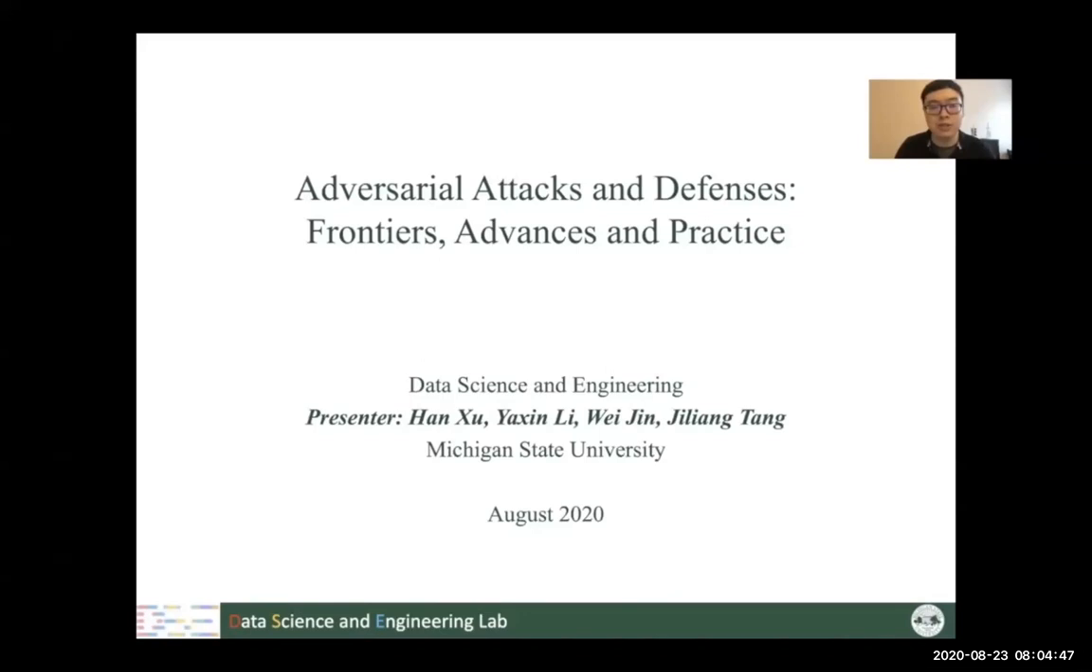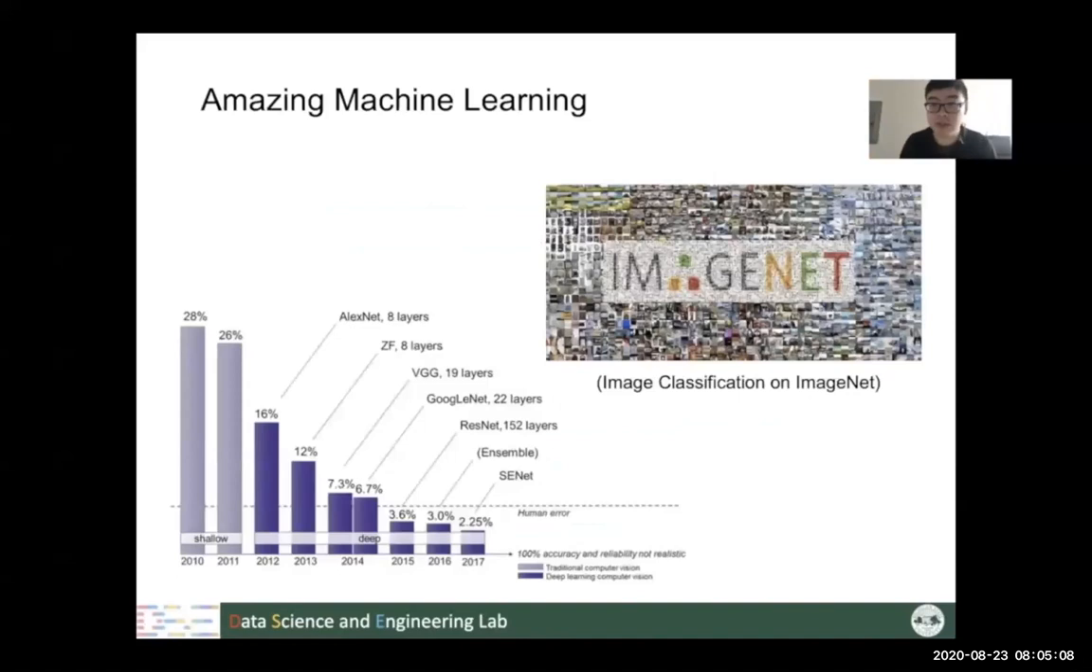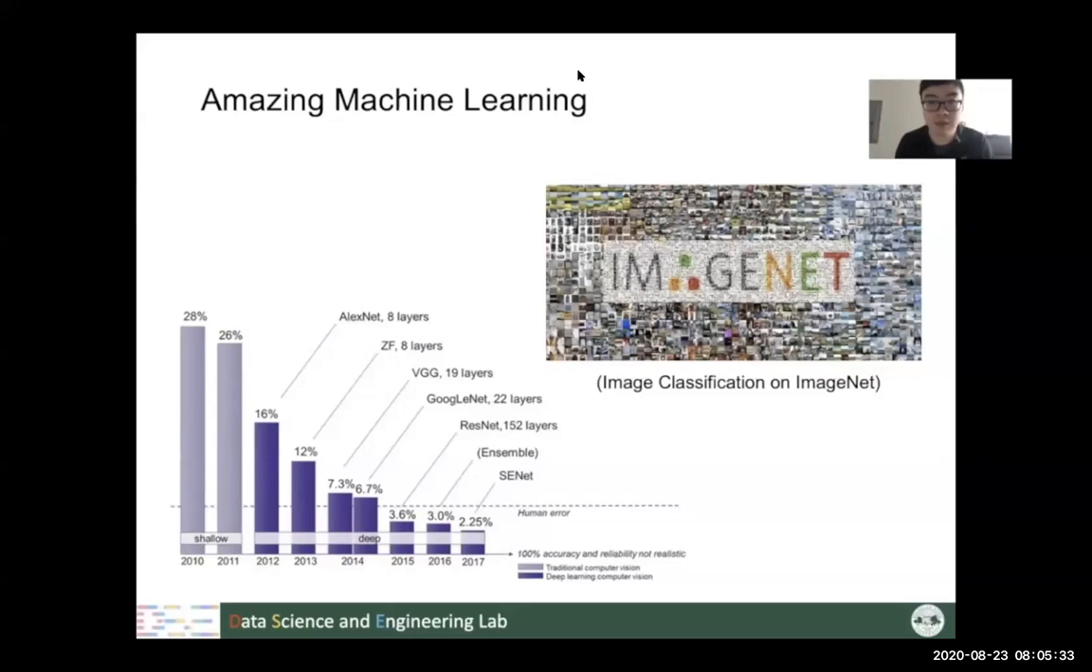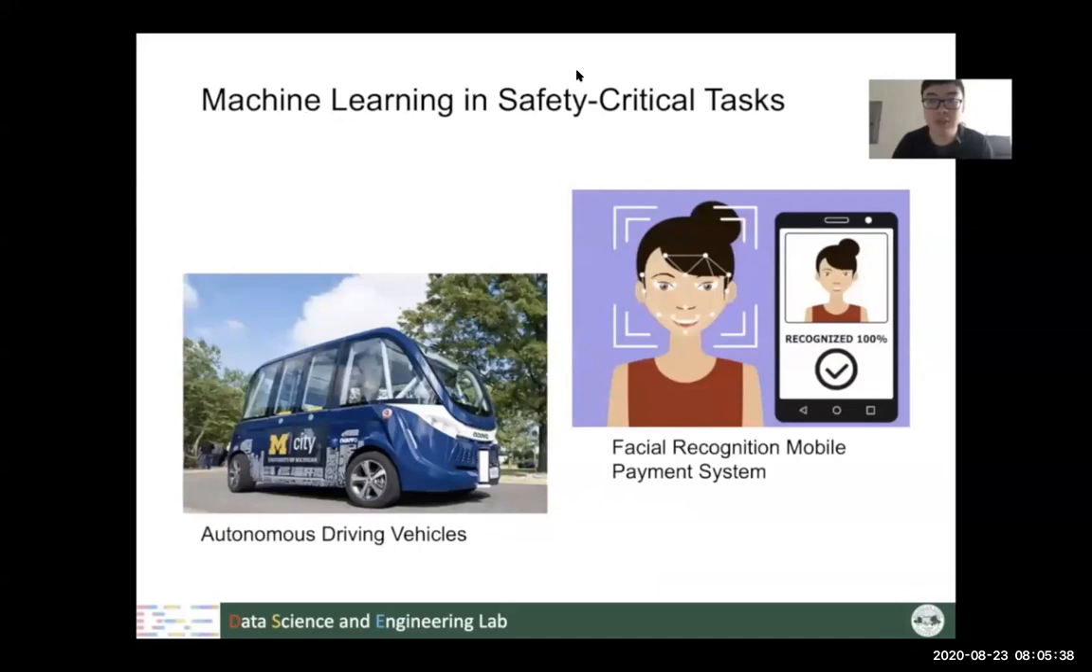At the beginning of this tutorial, I will give a brief introduction about the phenomenon of adversarial attacks, or adversarial examples. As all of you know, machine learning models have made so many great accomplishments in recent years. For example, for the image classification task on the ImageNet dataset, since 2014 the best machine learning models have already outperformed humans. Because machine learning models are so successful, people even start to use them in many safety critical tasks. For example, at the University of Michigan, they use autonomous driving vehicles as shuttle buses on their campus.